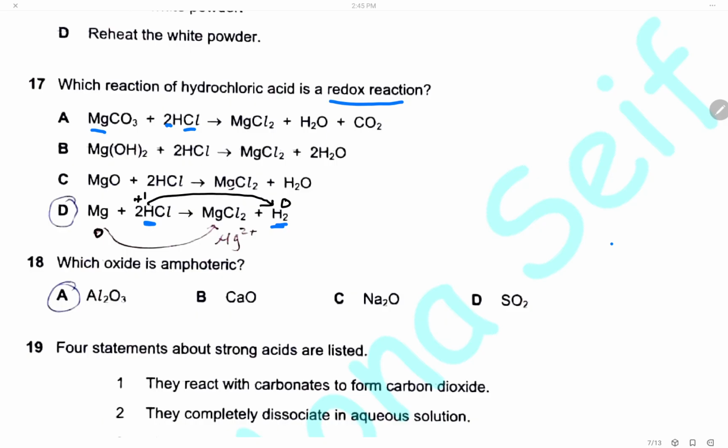Question 18. Which oxide is amphoteric? Aluminium oxide is the amphoteric oxide, so the answer will be A.